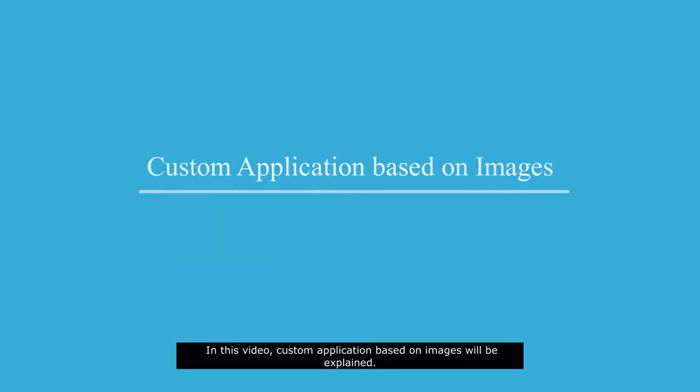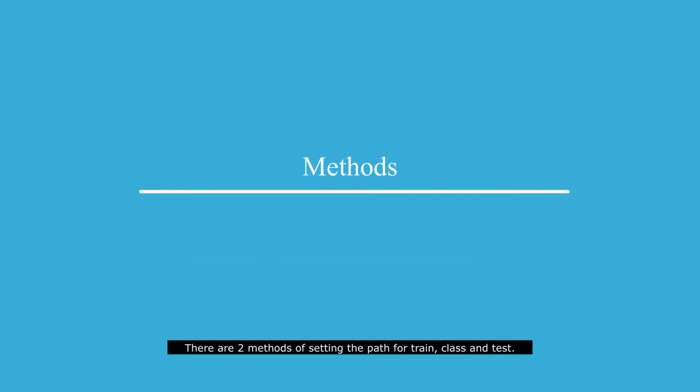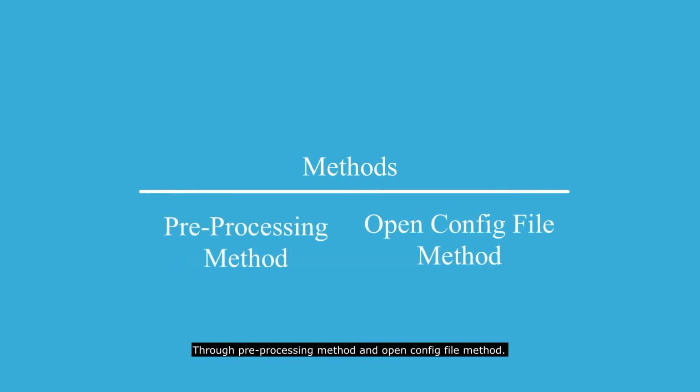In this video, custom application based on images will be explained. There are two methods of setting the path for train, class and test: through the preprocessing method and the OpenConfig file method. The OpenConfig file method is only available after going through the preprocessing method.